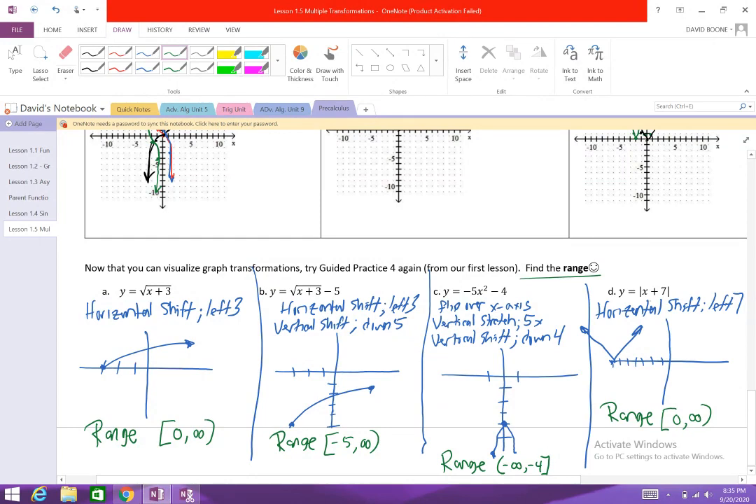And this one's just an absolute value. It's inside the absolute value, so we think opposite. And it's also inside by the x, so it's a horizontal shift. So think opposite, just go to the left 7. And there'd be our range.